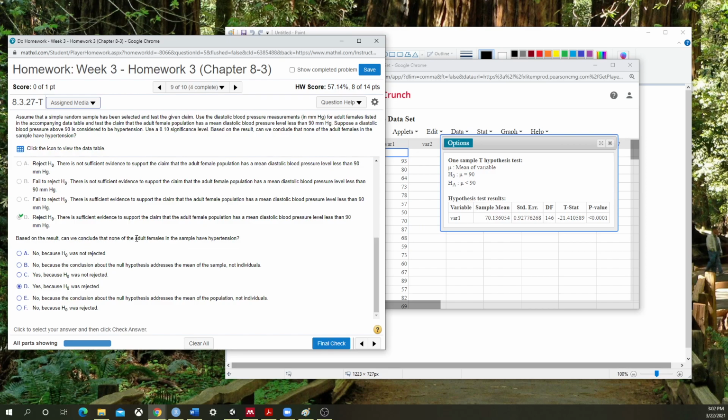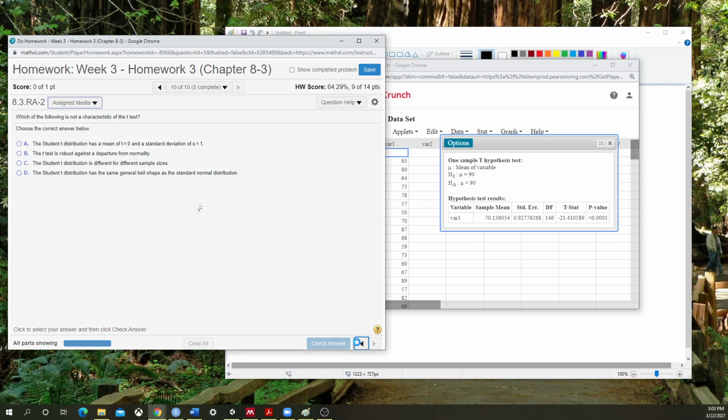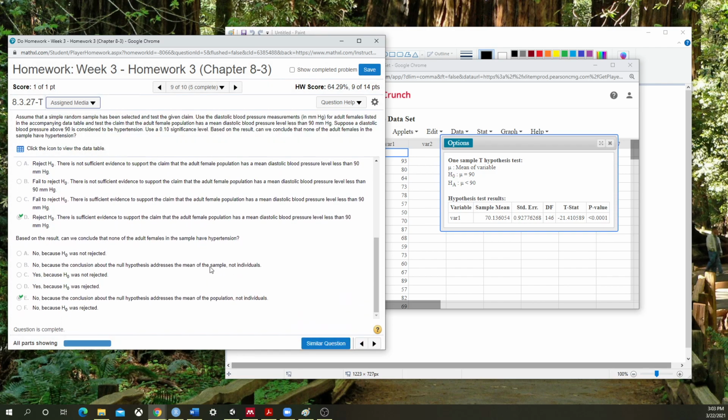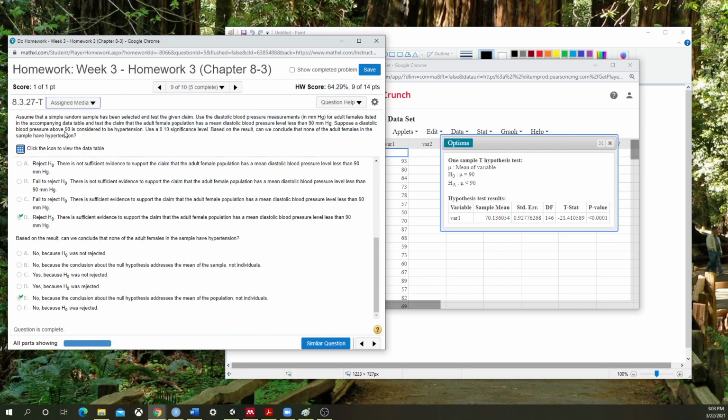Based on the result, can we conclude that none of the adult females in the sample have hypertension? I'm going to say no. Does it want this one? Oh, you've got to be kidding me. Okay, so I was right in the first one, but it was being nitpicky between sample or population. This isn't really a population. I didn't really read this too carefully. This is where you have to really read this carefully.